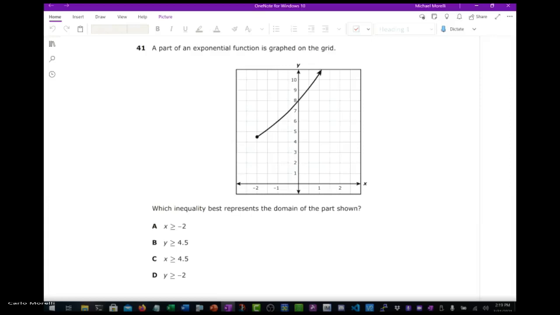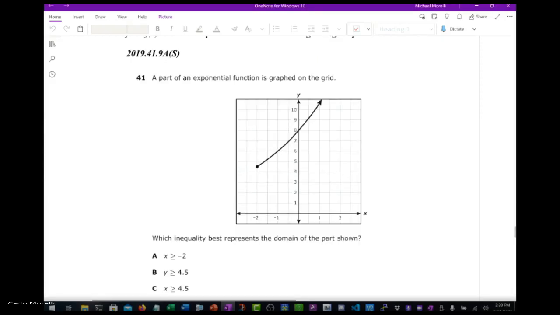X. So you can eliminate B and D. So which one is it? Which inequality is the domain? A. That's because what you do is you drop a vertical line in your head down to the x-axis and circle the number. So -2, this arrowhead means it goes off to infinity, so it's just x is greater than or equal to -2. Well, that was easy. That was a real star question from the 2019 test. Would you have gotten that right?